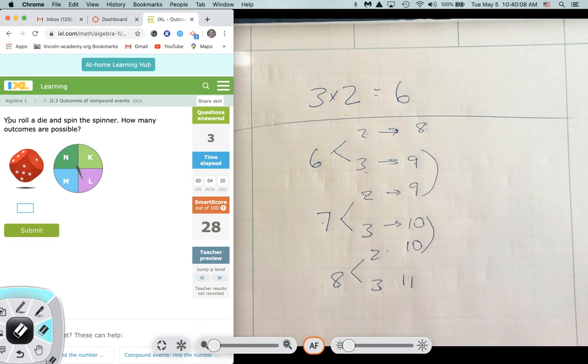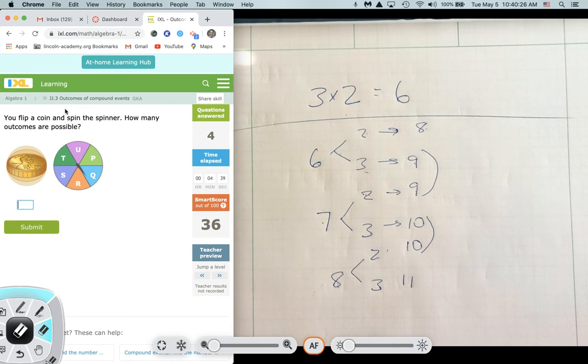So here again, it says you roll a die and spin the spinner. How many outcomes are possible? It's just talking about the total number of outcomes. So I just know there's 6 possible scenarios for the dice. There's 4 possible scenarios for the spinner. 6 times 4 is 24.